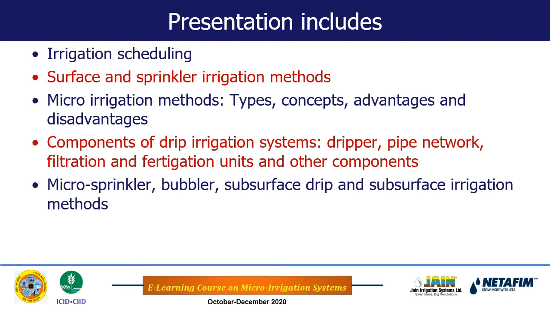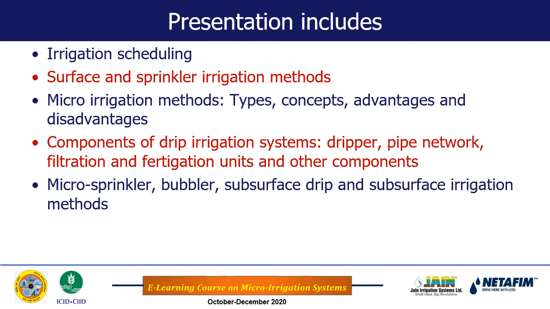What are their topics? What are their types? What are their concepts, advantages and disadvantages? This will of course be followed by the main part of this training lecture, that is components of drip irrigation system. These include drippers, pipe network, filtration and fertigation units and other components as well.